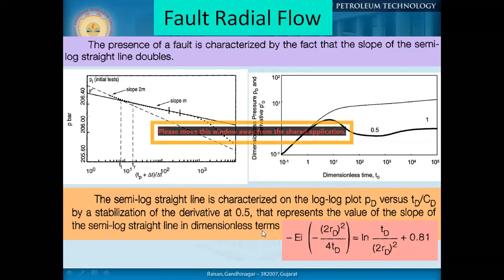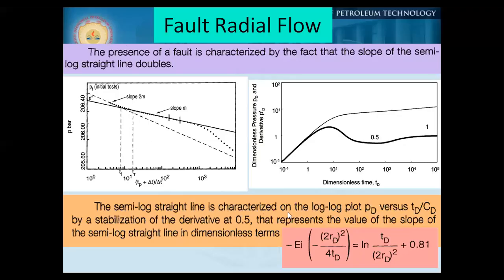Now once you see a semi-log straight line characterized on the log plot, PD versus time, there is a derivative plot, so you can understand particularly the derivative plot, what is happening. Here you are having a log plot or semi-log plot, but here you are getting a log plot in the diagnostic plot where we have this stabilization of the derivative at 0.5.